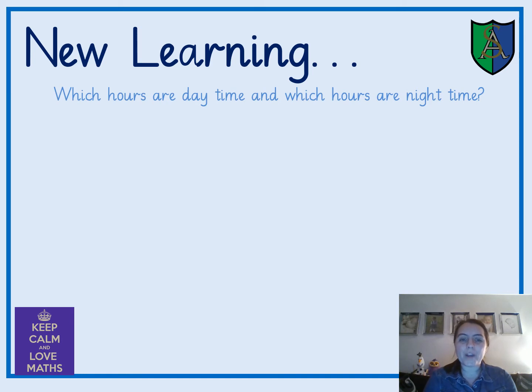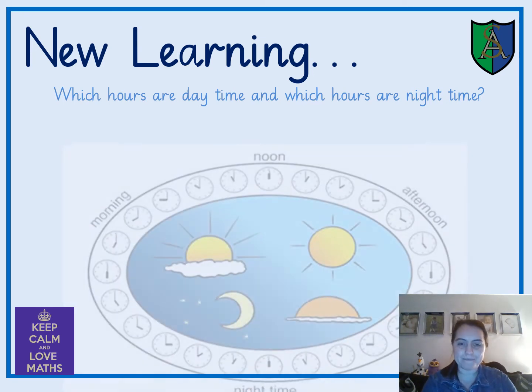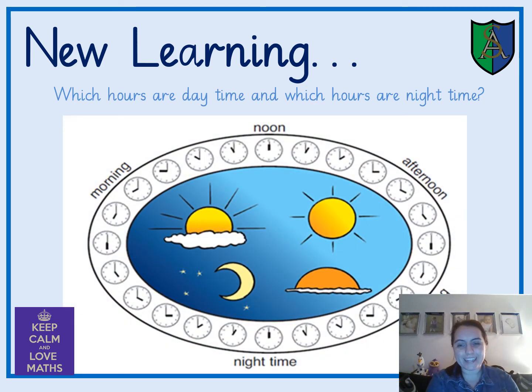Okay, so let's have a look at this little picture here, because in this picture you will see that we'll be able to easily identify the hours that are daytime and the hours that are nighttime. So here is our little picture. You might want to pause the video and have a deeper look at the times that show the nighttime and the times that show the daytime. So for example, morning is part of our daytime and noon is part of our daytime. Let's see if you can identify any other times that might be included in those.